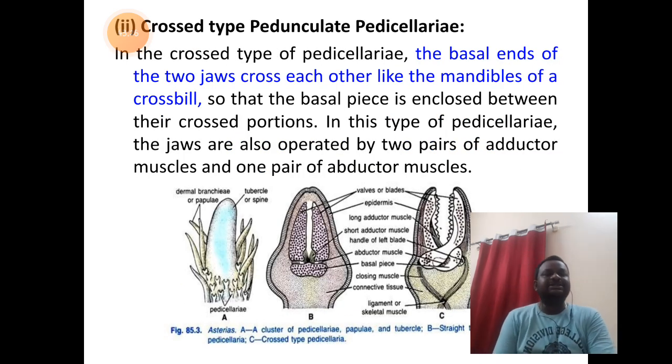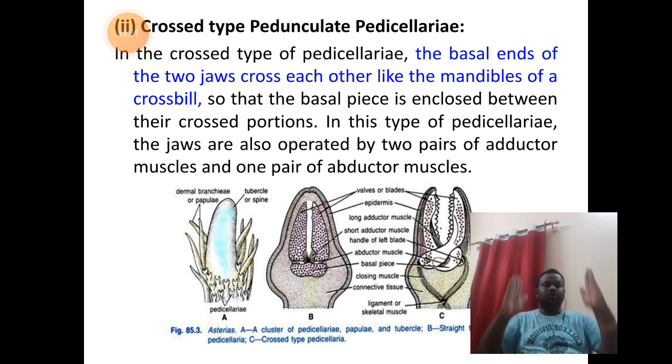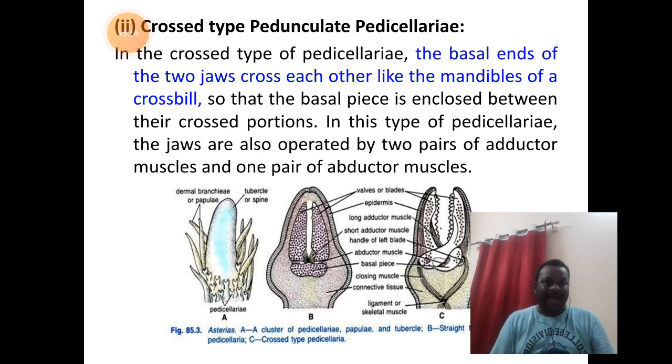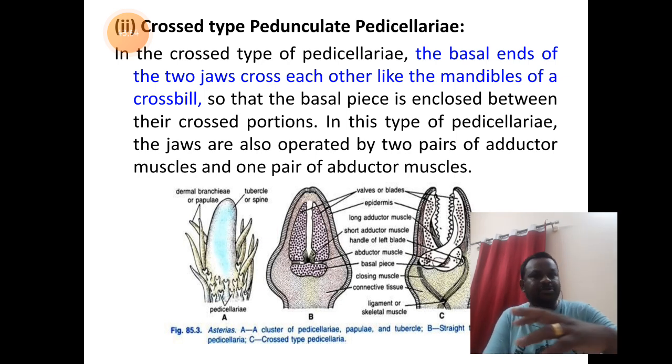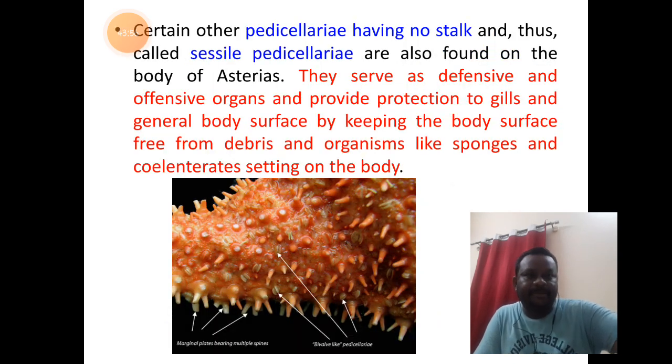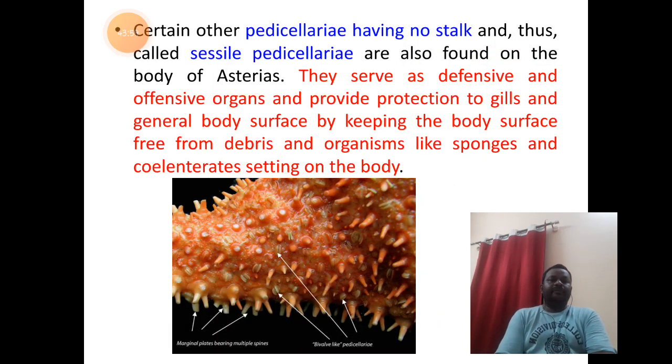In case of crossed type pedunculate Pedicellariae, the basal plate is attached to the 2 mandibulator valves and they are cross arranged. In this type, we find 2 pairs of adductor muscles to close and 1 pair to open, like that of the first type. The overall function of Pedicellariae is to clean the skin.